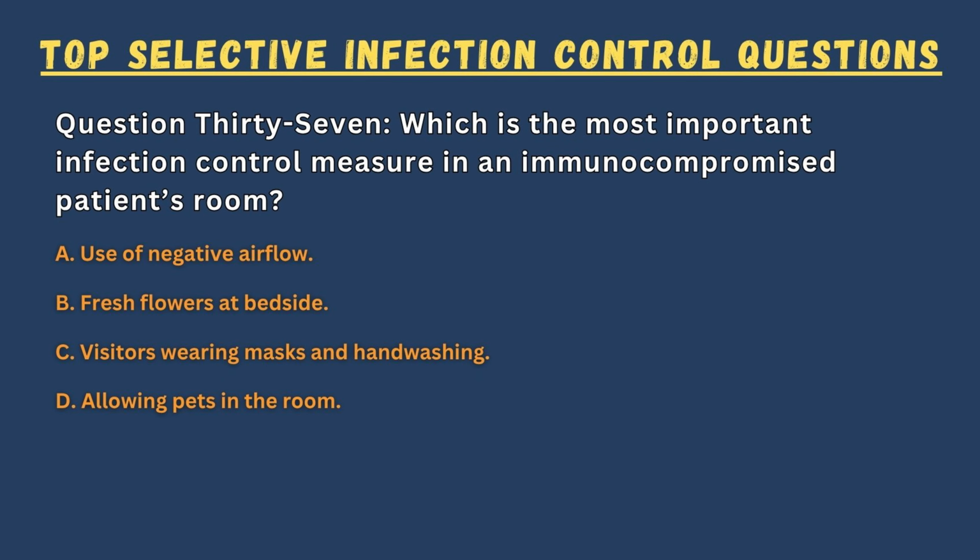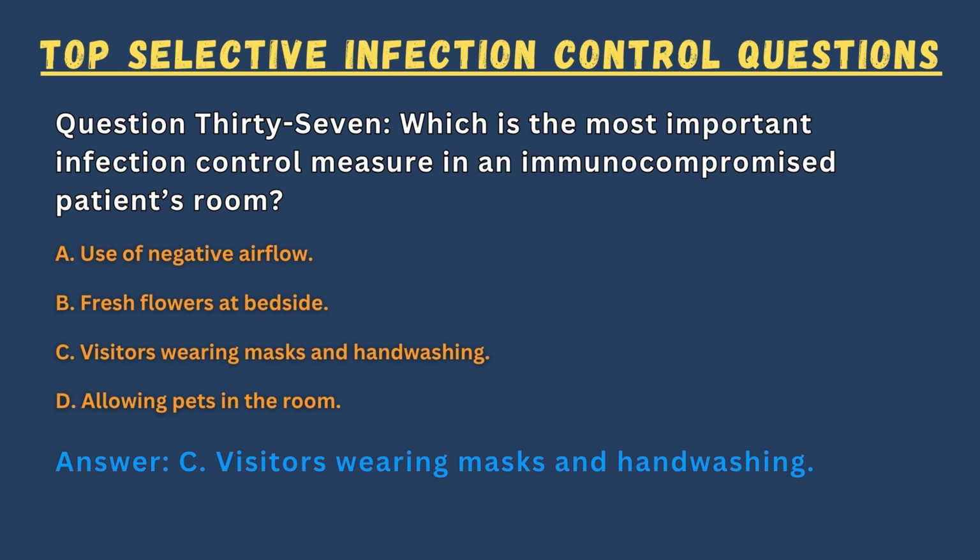Question 37. Which is the most important infection control measure in an immunocompromised patient's room? A. Use of negative airflow. B. Fresh flowers at bedside. C. Visitors wearing masks and hand washing. D. Allowing pets in the room. Answer: C. Visitors wearing masks and hand washing.